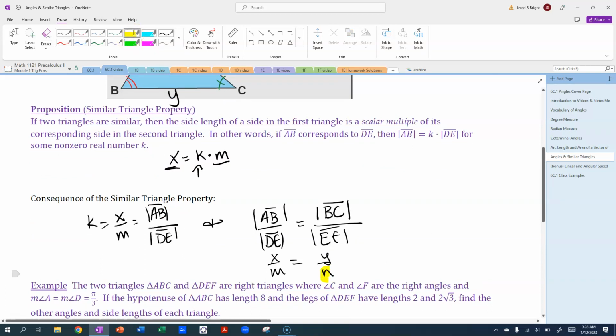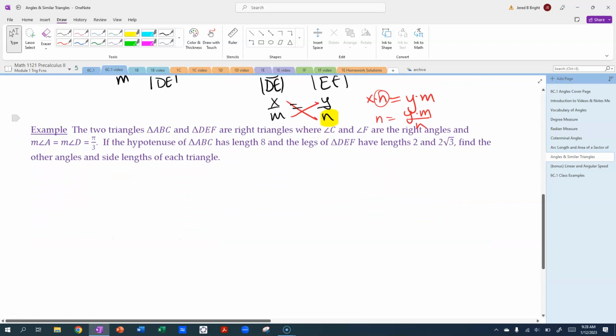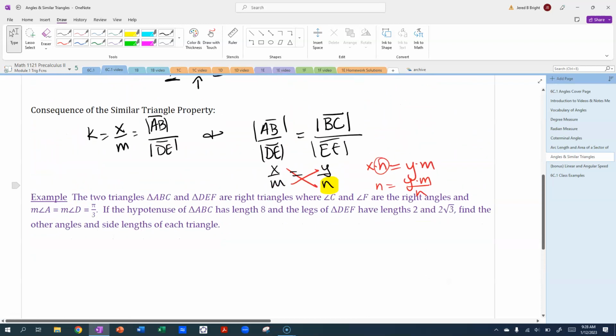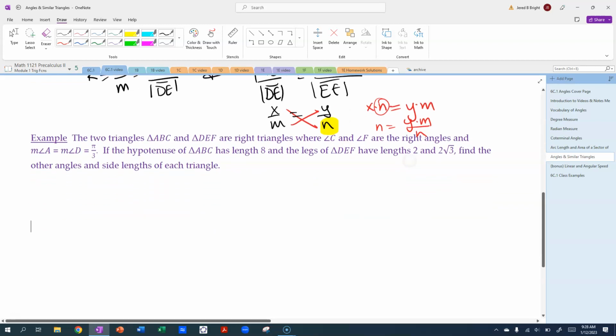Let's say I didn't know what n was. Well, I could do cross products to help me find it. I could do x times n is equal to y times m, whatever those numbers are, and then solve for n. This is just an example. We'll go through some more specifics in this example. But regardless, the consequence of the similar triangle property is we get proportionality. So let's use it in the upcoming example.